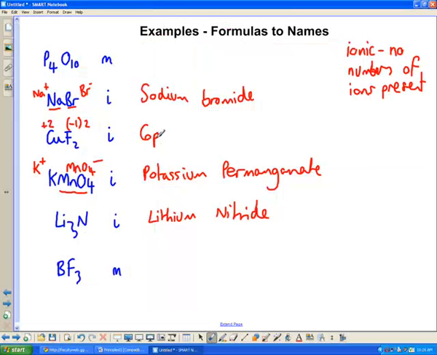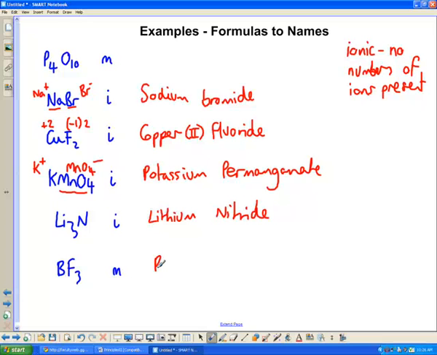So therefore I have copper fluoride, but because copper is a transition metal and we have to indicate the fact that it has a charge of 2, we put that 2 there: copper(II) fluoride. Now let's do the two molecular ones. Remember we said you don't use prefixes to indicate numbers of atoms in ionic compounds, but you do in molecular compounds.